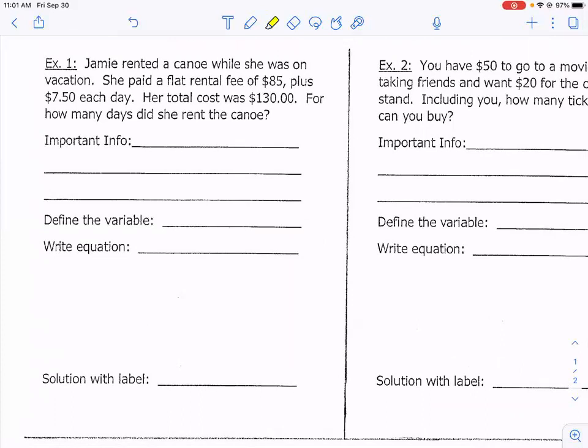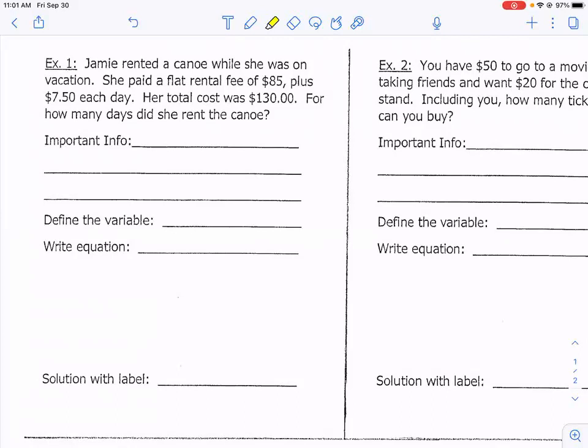Go ahead and read through number 1 for me at your own pace. Not yet. Let's get through notes first. Read through number 1 so we can go through it together. Arisa, you're reading it to yourself. Oh, you're reading it too.